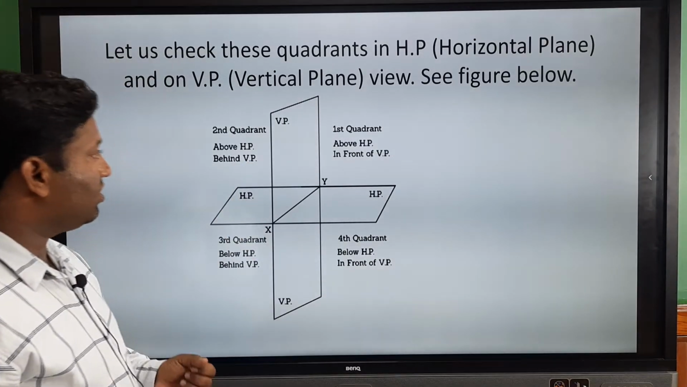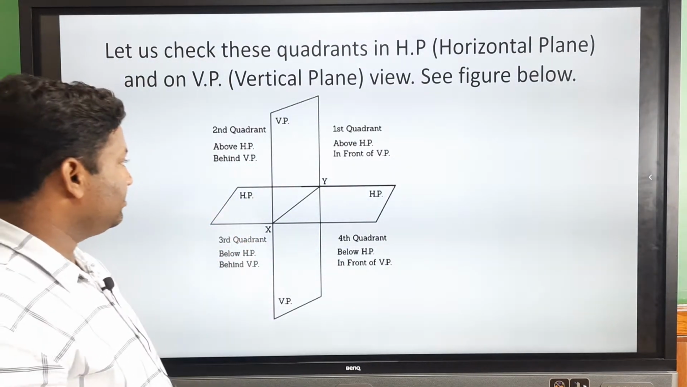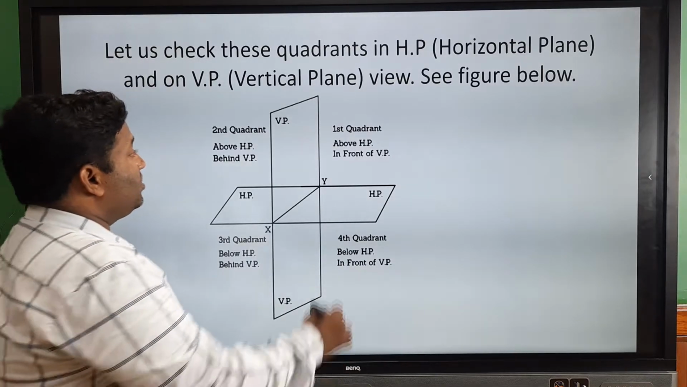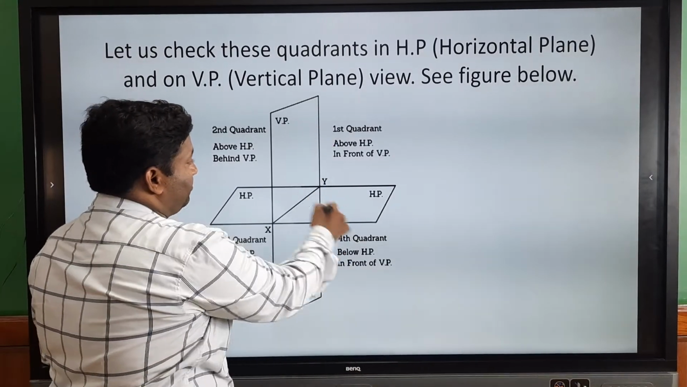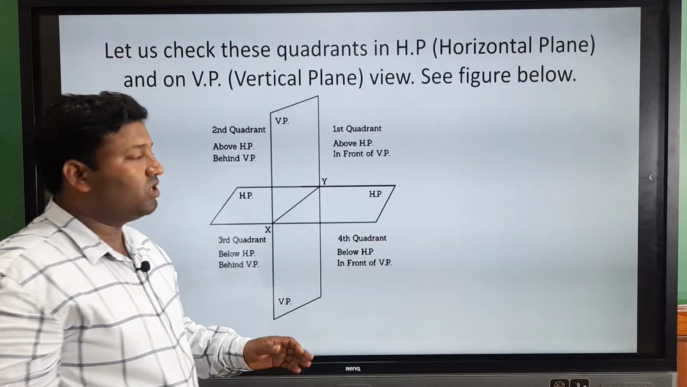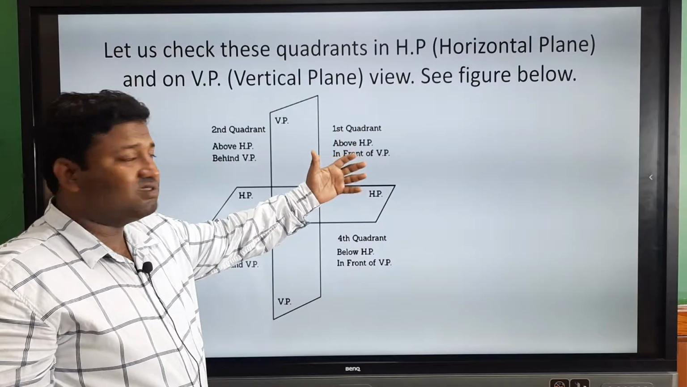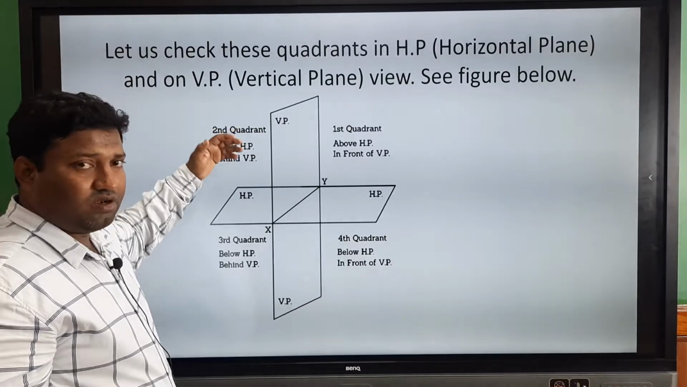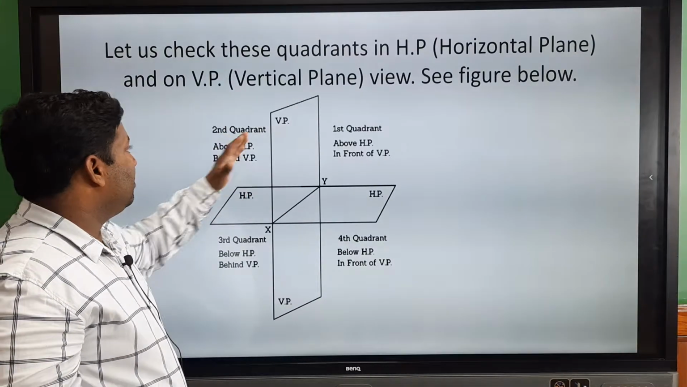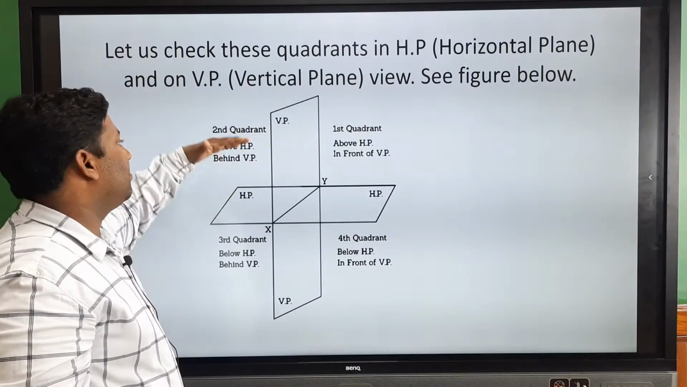Next, if you view the object like this in the fourth quadrant, suppose the point, this we call HP and VP, horizontal plane and vertical plane. This is the first quadrant in 3D. We are representing that in 3D, and this is the second quadrant. This is nothing but behind the VP and above the HP.